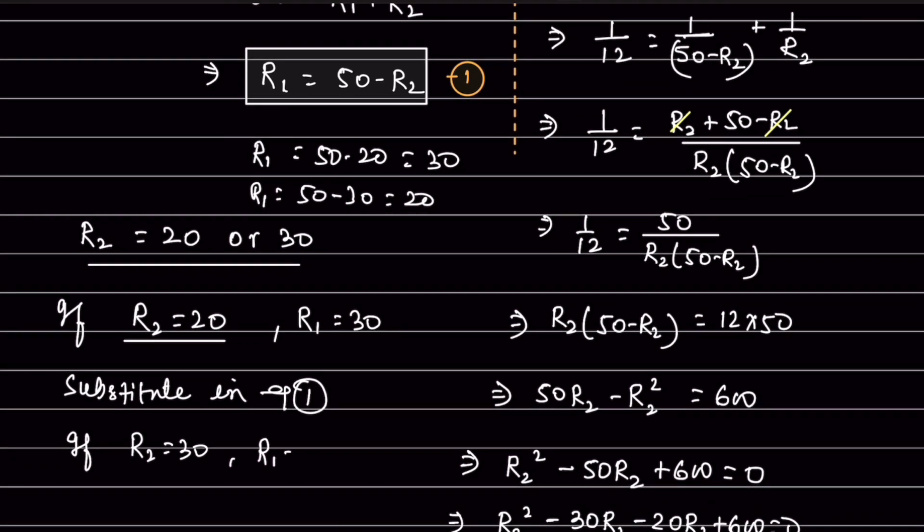So from here we can say that R1 or R2, anyone could be 20 or 30. So our answer of this question is R1 is 20, then R2 is equal to 30, or vice versa. So this is the answer of this question.